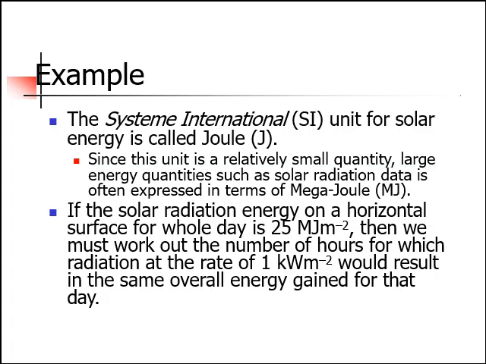So we have been talking about kilowatt per meter square or kilowatt hour per meter square. As per the SI unit, solar energy is considered in joules. But joule is a relatively small quantity because the sunlight coming in is in large energy quantities. So we often convert it into megajoule instead of joules. If the solar irradiation energy on a horizontal surface for the whole day is 25 megajoule per meter square, then we must work out the number of hours for which radiation at the rate of 1 kilowatt per meter square would result in the same overall energy gain for that day. In the next slide we're going to see how we calculate it.